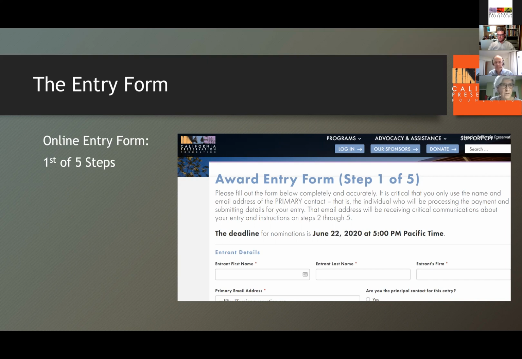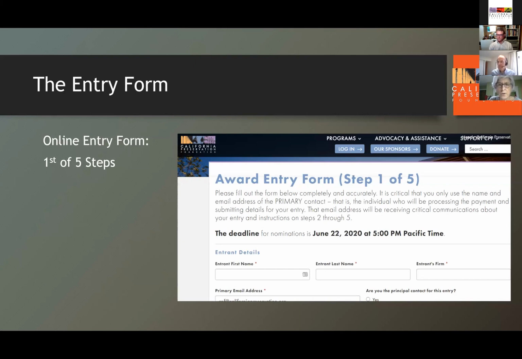The category that Andrew just described is listed on this form, along with the project name. If it's the historic church in whatever town, whatever the project name is, whatever you name it, this is where it goes. We need the address and the city for the project. Then we need basic contact information for the entrant or the applicant, their role in the project, basic, as I said, basic project information.